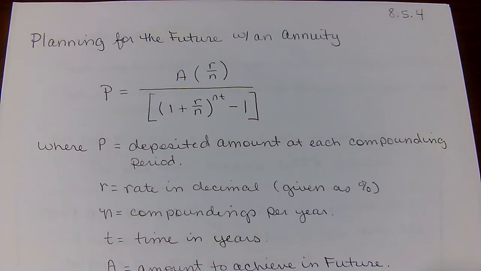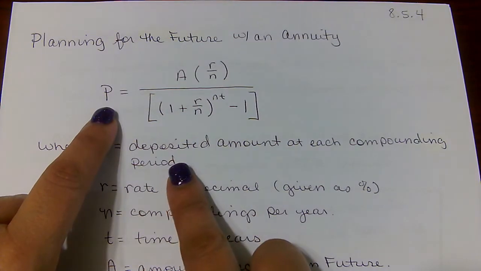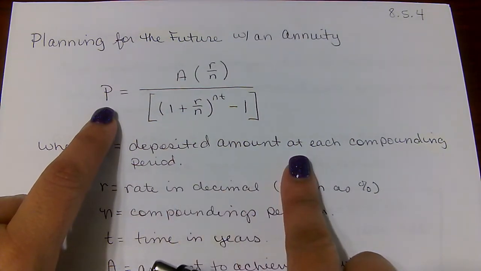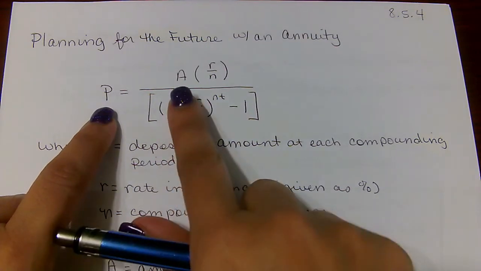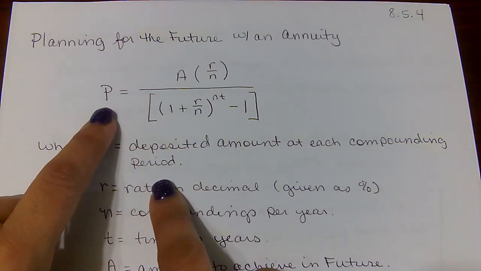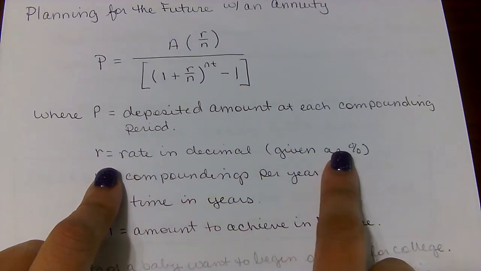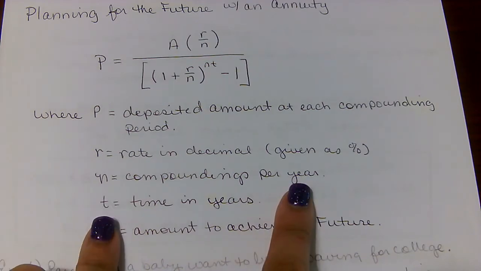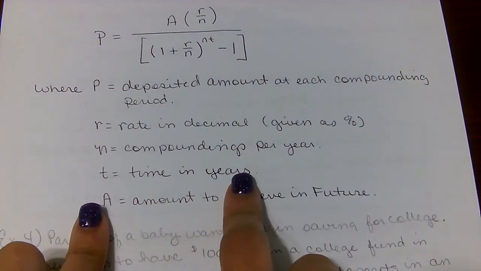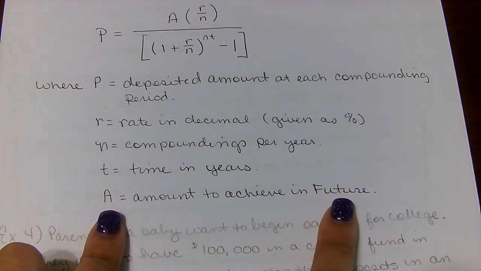Now let's look how we can plan for the future using an annuity. In this case, we're calculating P, which means that's the amount we need to put into the annuity in order to get the value A we're looking for. R is still going to be the rate given as percent. N is going to be the number of compoundings per year. T is the number of years. And A is the amount that we want to achieve in the future.